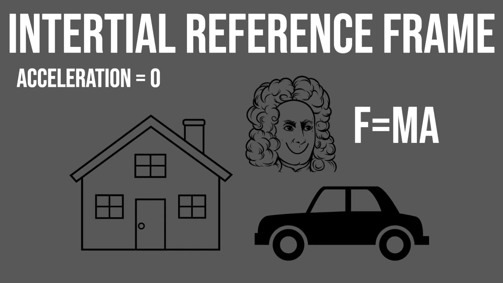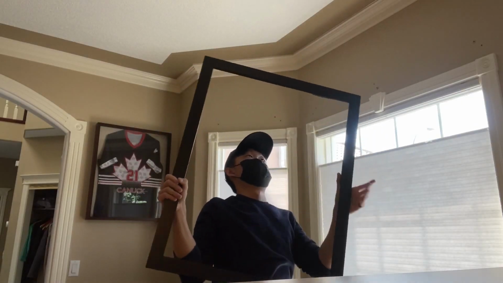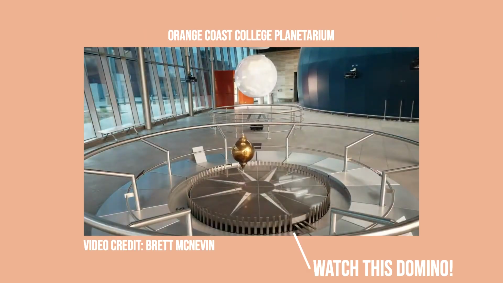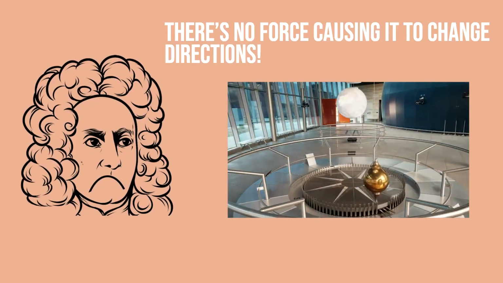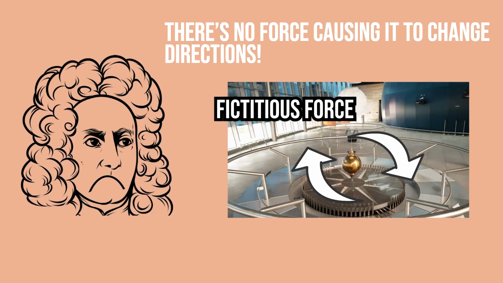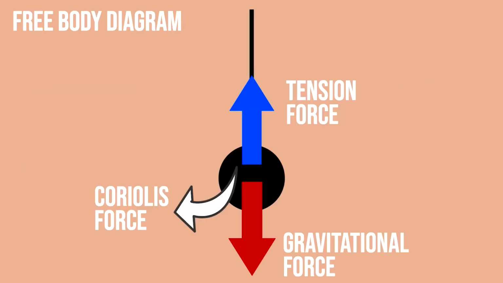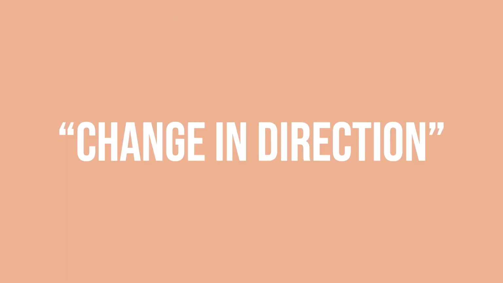Here, Newton's laws apply. A non-inertia frame is where things get funky. It's a frame where acceleration doesn't equal 0. An example would be our Foucault pendulum. Here, a fictitious force must be introduced to make Newton's laws valid. The Coriolis force is responsible for that change in direction.